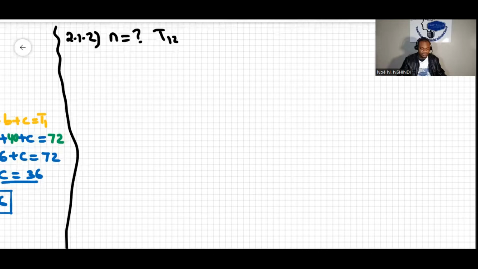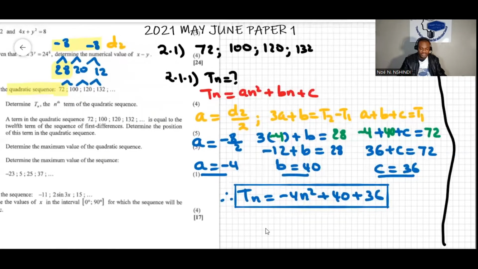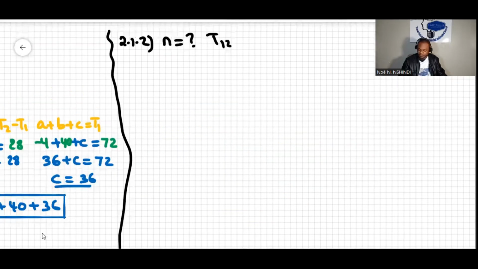Okay. First of all, let's get back here. Tn, we know Tn here is -4n squared plus 40n plus 36. This is for the quadratic sequence. Now, in the first difference here, we notice that we have 28. The first difference forms an arithmetic sequence. I'm going to write it over here. First differences.